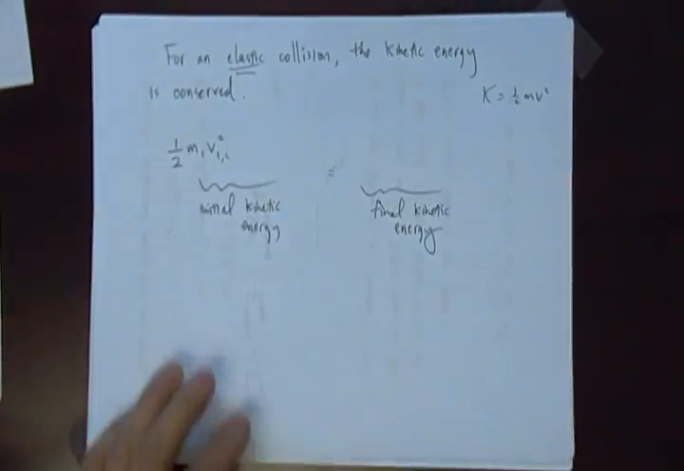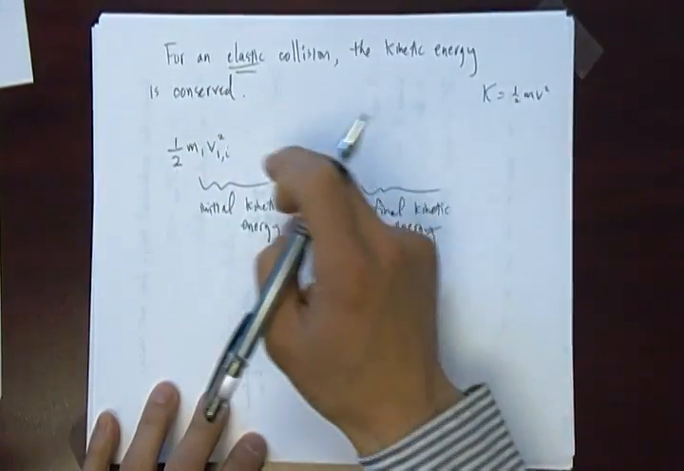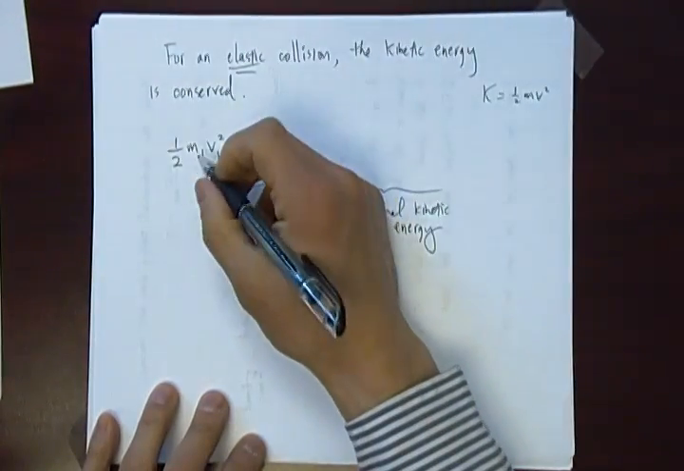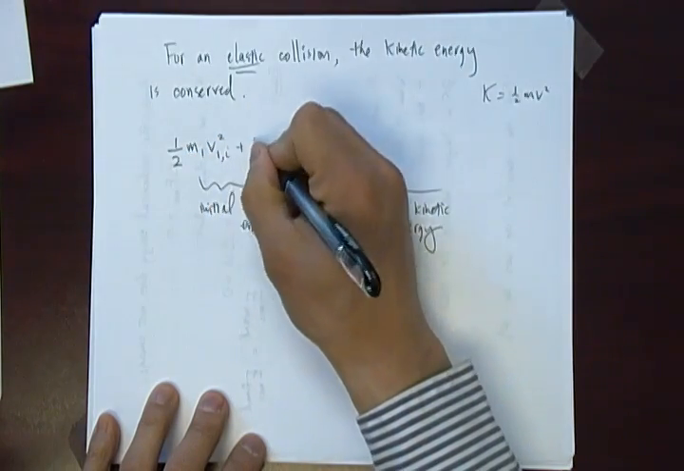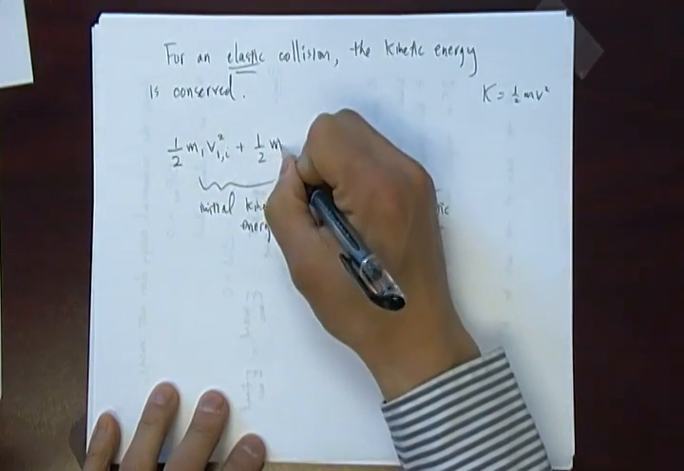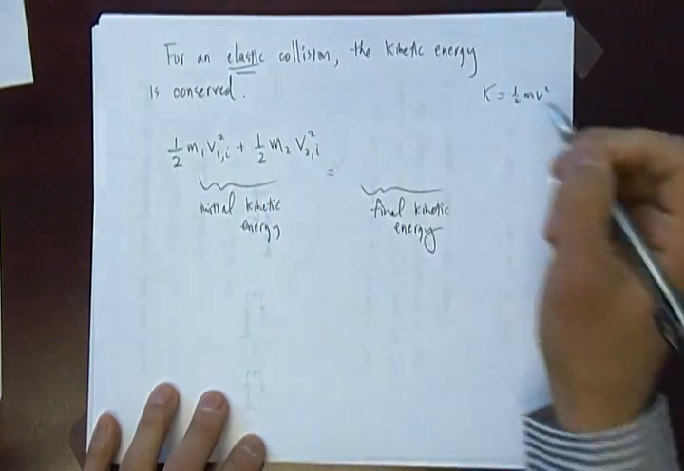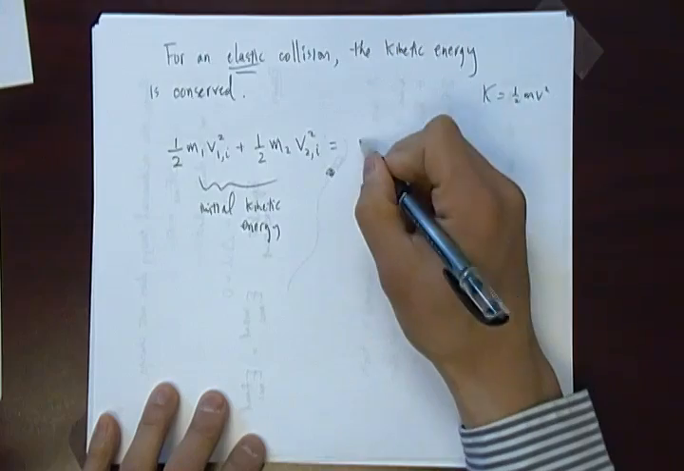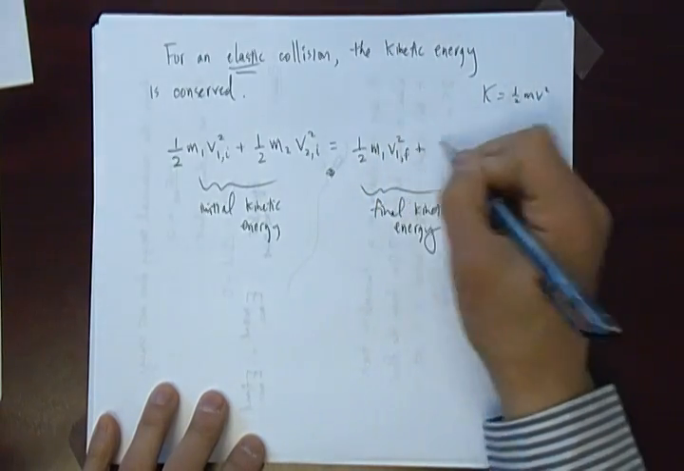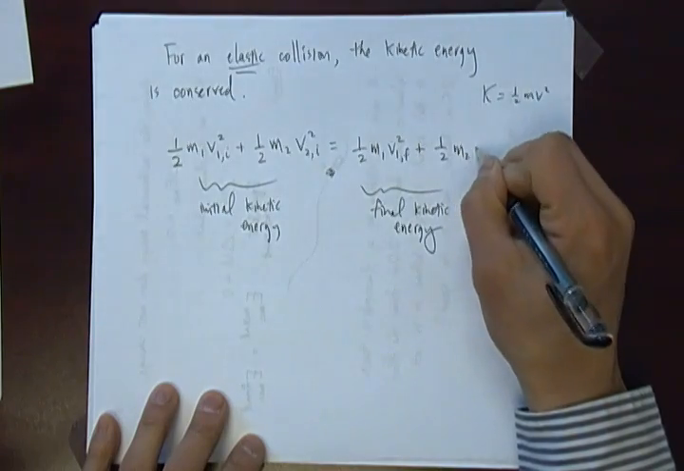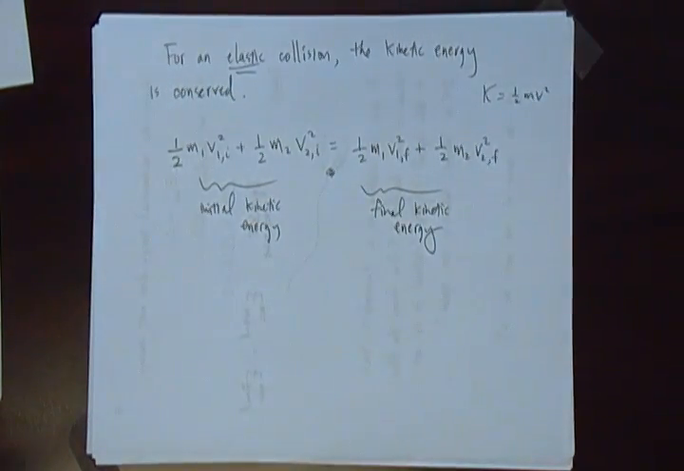Sorry about this notation. There's a lot of things going on. I have particle 1, particle 2, initial and final. Okay, 1/2 m1 v1i squared. And then the initial kinetic energy for particle 2, 1/2 m2 v2i squared. And this is equal to 1/2 m1 v1 final squared plus 1/2 m2 v2 final squared. Okay?